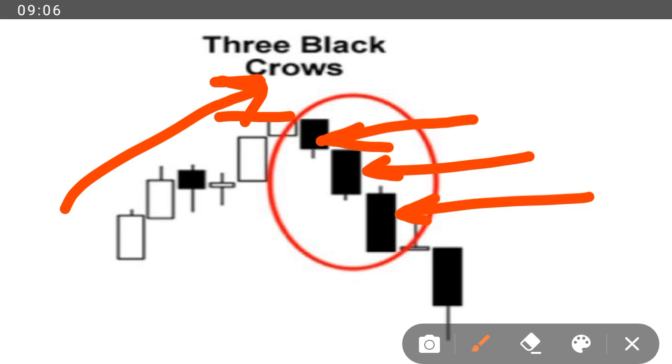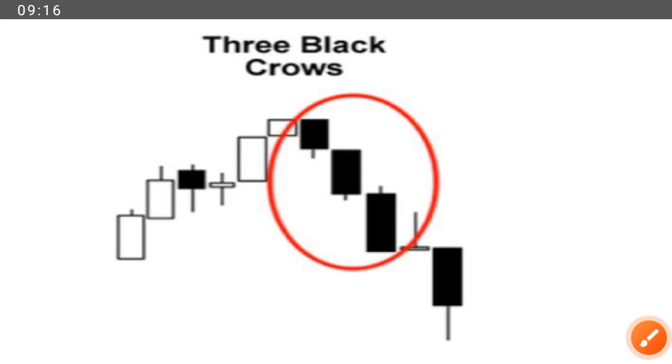So this is what we call the three black crows. And this pattern, the three white soldiers and the three black crows, they are rare to see in the chart. But when you see it, it is a very potent signal.